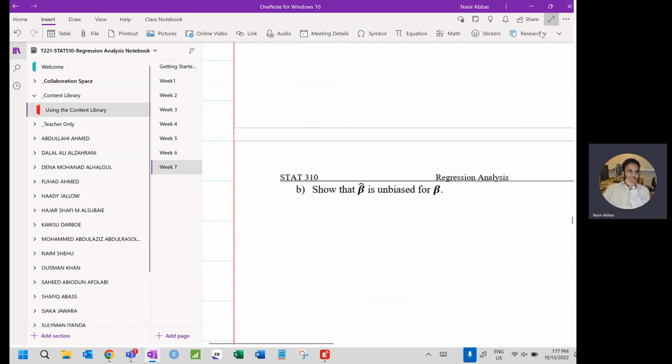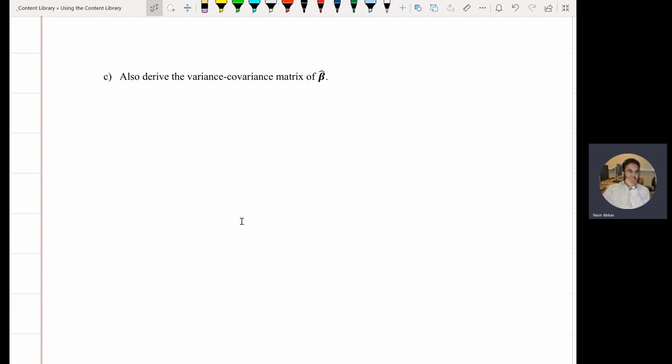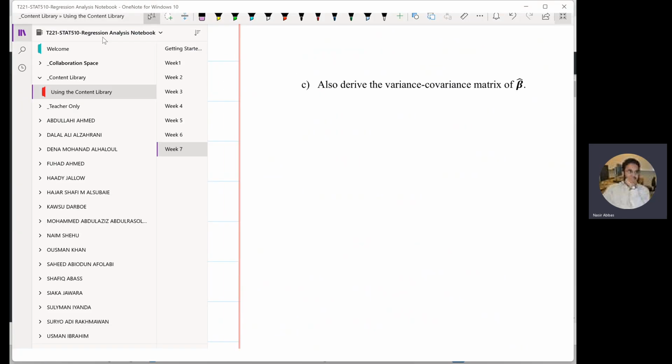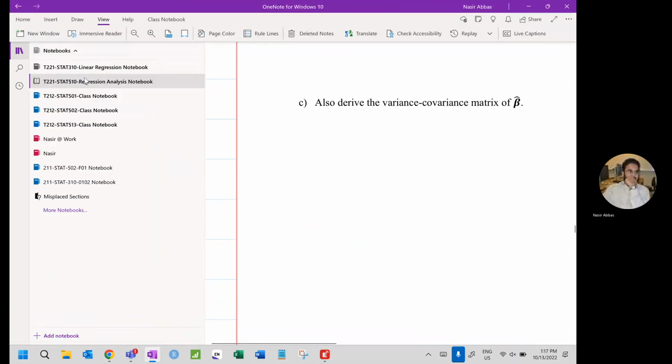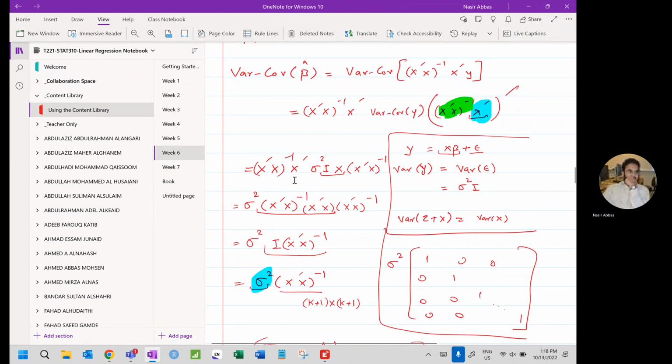Okay, let us move on to if there is a part C of this question. Yes, there is a part C. What is that? Variance covariance. In continuation, the immediately next derivation is the variance covariance. So you need to go through this one. Variance covariance, which is sigma squared times X transpose X whole inverse.